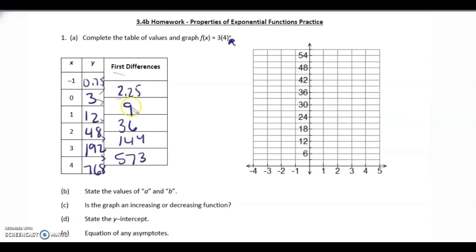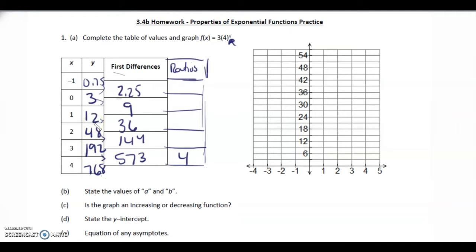Obviously the first differences are not the same. So we could try second differences, but we can also try ratios to show that this is an exponential function. I'm just adding this to the question right now. If we go up this column, 768 divided by 192, we get 4.